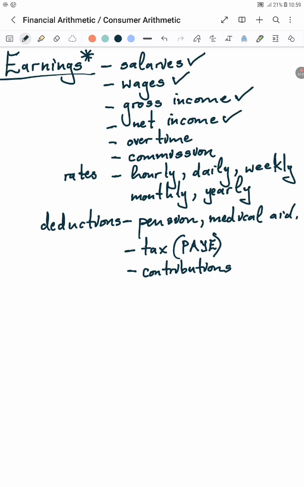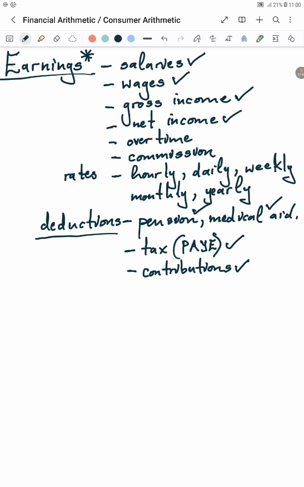And these deductions can be a contribution that you're making towards your pension. It could be medical aid. It could be tax, which is referred to as pay as you earn, and it could be other contributions that you're making, let's say insurance or whatever. So what you remain with after all those other deductions have been made.